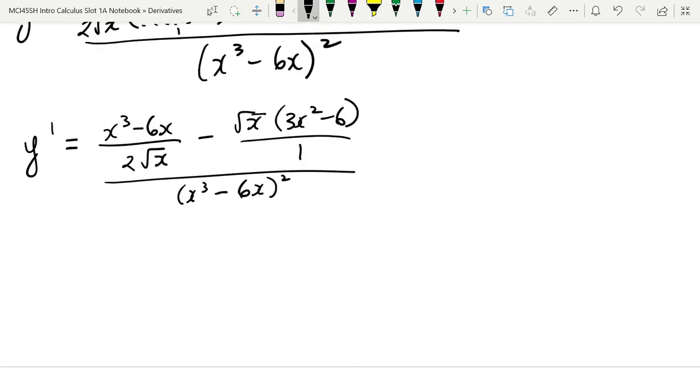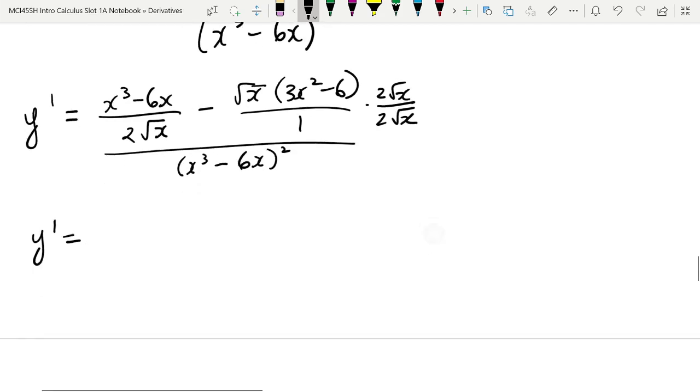And then I'm going to combine these two things into one common denominator. So I'm going to multiply by 2 root x, which is going to make this radical here kind of go away. So I think I might get some like terms I can collect here.